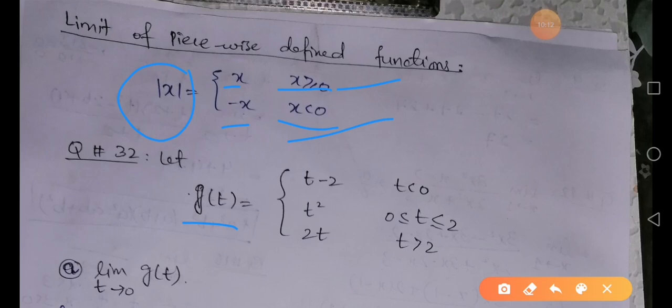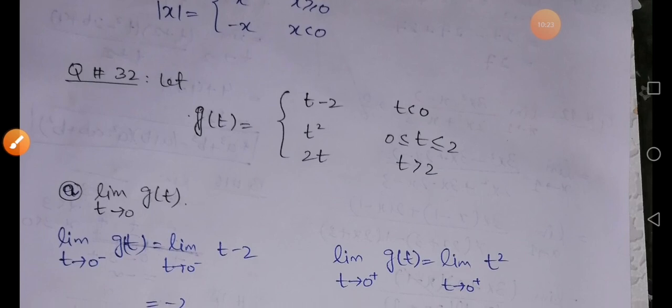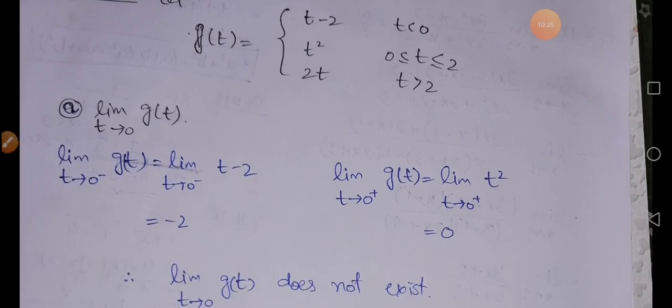g of t is a piecewise defined function, that is t minus 2 for t less than 0, t square for t lying between 0 and 2, and 2t for t greater than 2. Here is the first part that we have to evaluate: limit t approaches 0, g of t. When we are approaching 0, we have different definitions. When we approach 0 from the left-hand side, it will be t minus 2, and when we approach 0 from the right-hand side, it will be t square. So we have to discuss the limits separately.